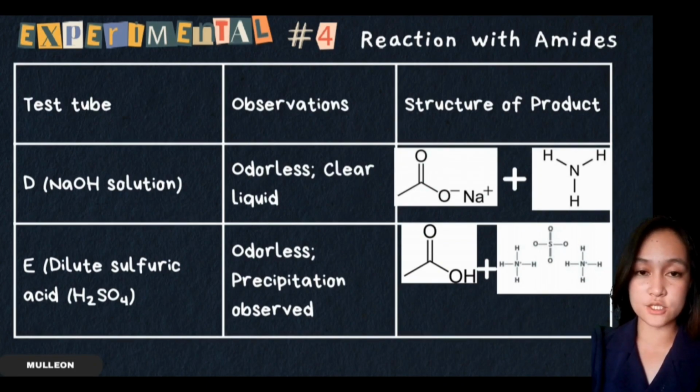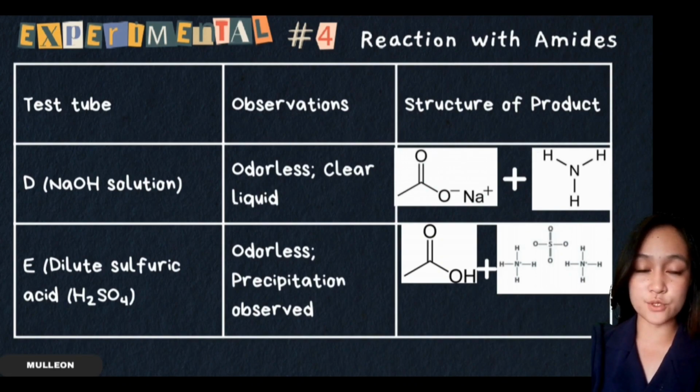So, what we observed in test tube D is an odorless, clear liquid, while test tube E is odorless but there is a precipitation. In test tube D, when sodium hydroxide is added to acetamide, a chemical reaction known as hydrolysis occurs. The sodium hydroxide, which is our strong base, and the acetamide, which is an organic compound, react with water. The sodium hydroxide helps to break the bonds in the acetamide molecule, leading to its decomposition.